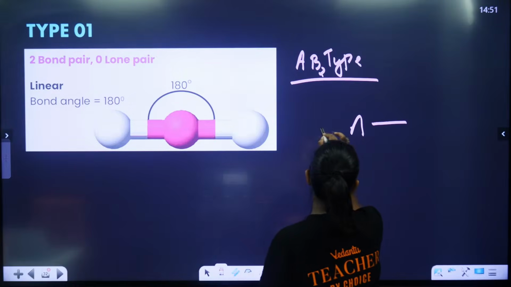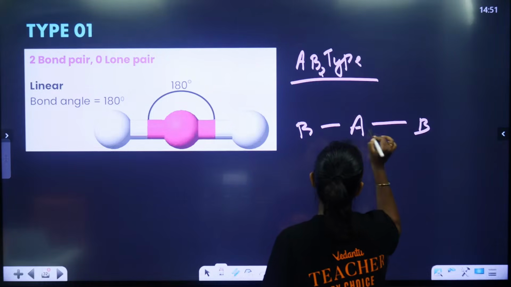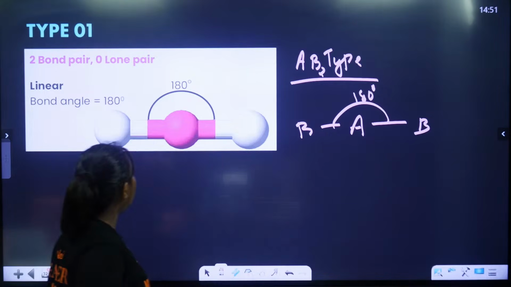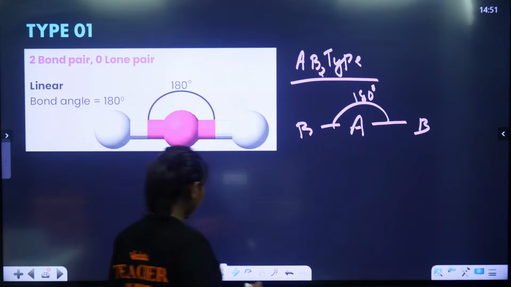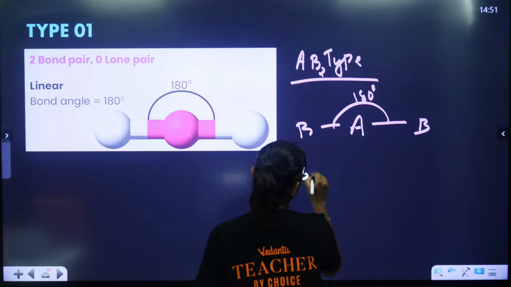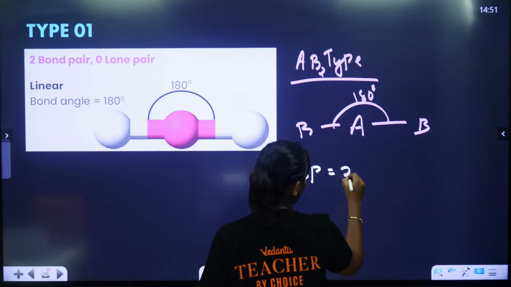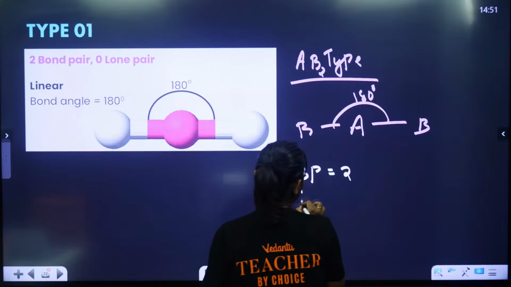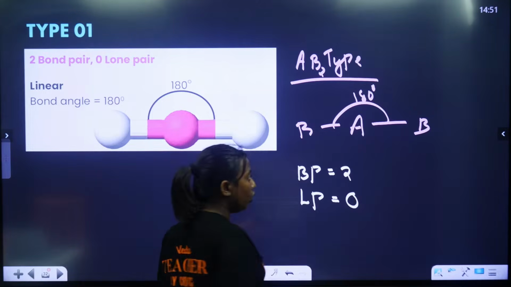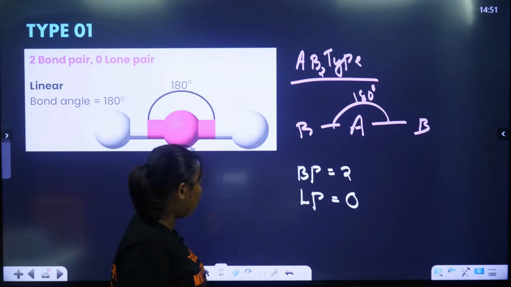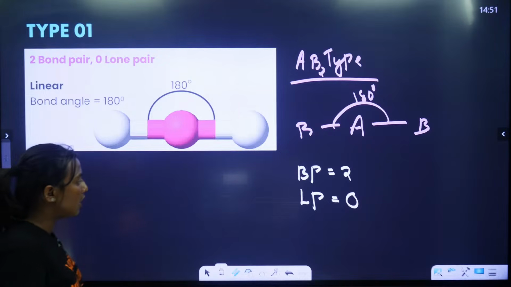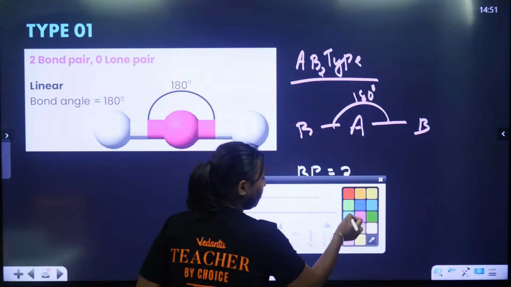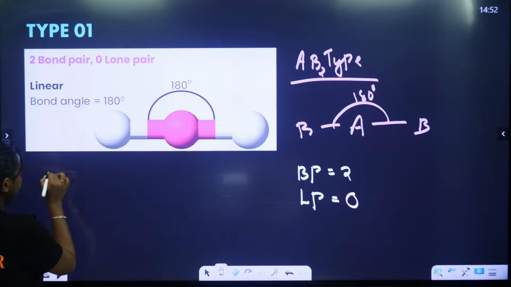So what is the bond angle? Obviously it is 180 degree. Next we write the bond pair and lone pair. How many bond pairs are there? 2 bond pairs are there, so bond pair is 2. Is there any lone pair? There is no lone pair, only bond pairs, so lone pair is 0. Next, I am writing the shape and geometry.